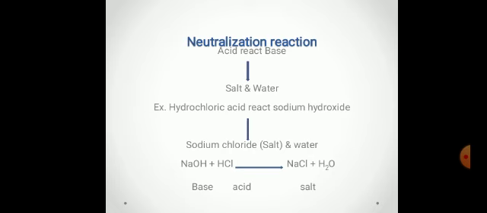So look at this reaction. NaOH plus HCl produces NaCl and H2O. NaOH is the base, and when this base reacts with acid, HCl, it produces NaCl, that is the salt, and water, H2O. This is a neutralization reaction. When acid reacts with base, it forms salt and water. It's called a neutralization reaction.